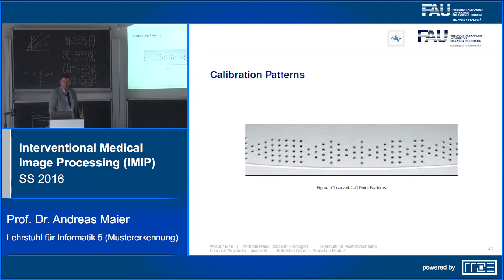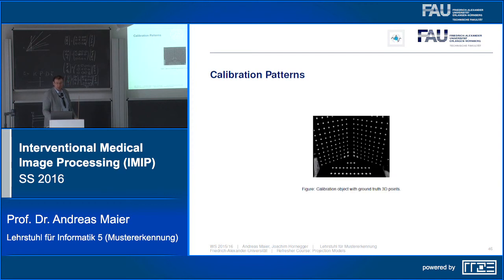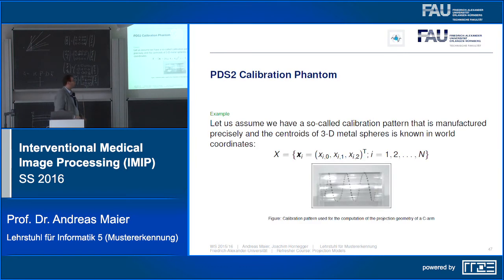In fact, this was an early prototype. For a typical camera system, you can use point or checkerboard based systems. And what you find in a typical C-arm calibration is this phantom here. This is called the PDS2 phantom, and these are actually small metal beads.